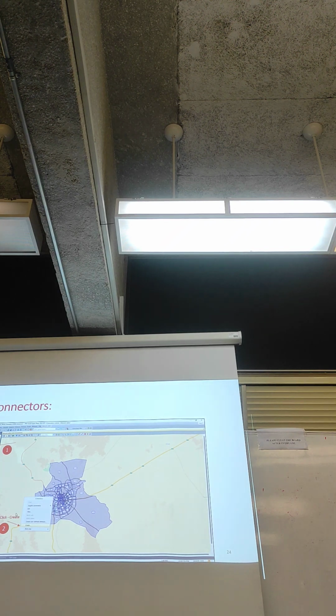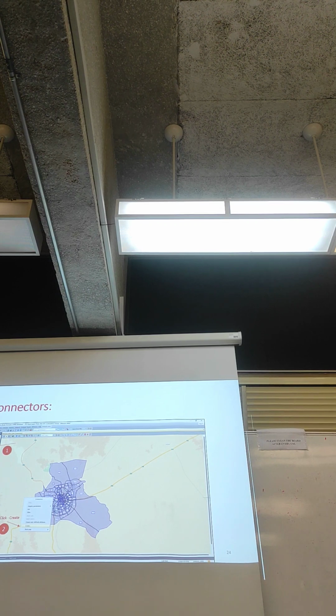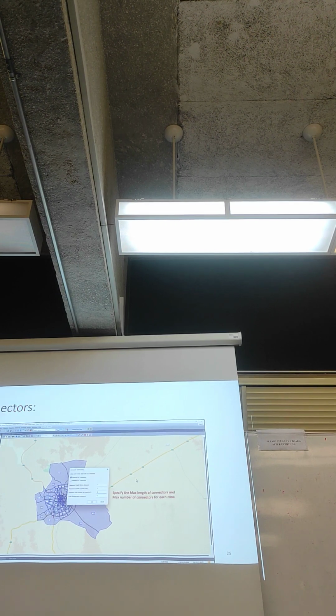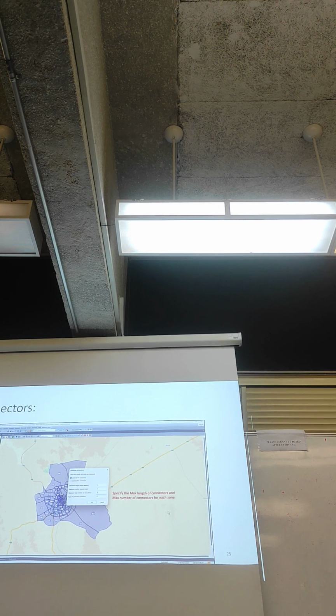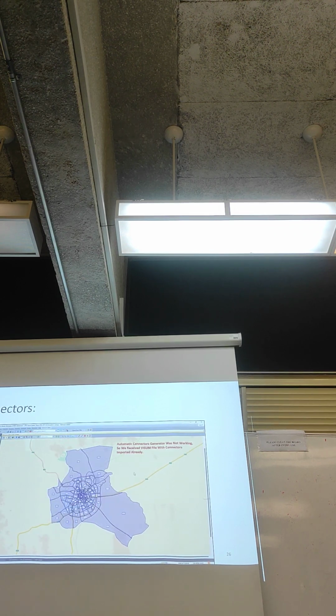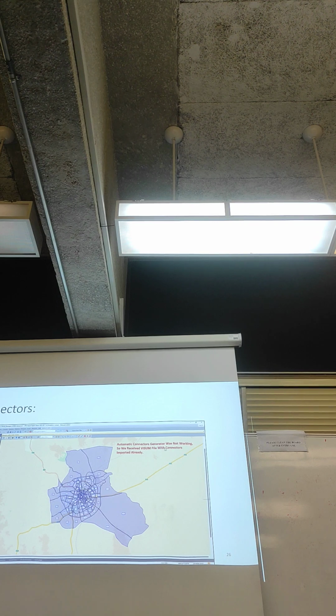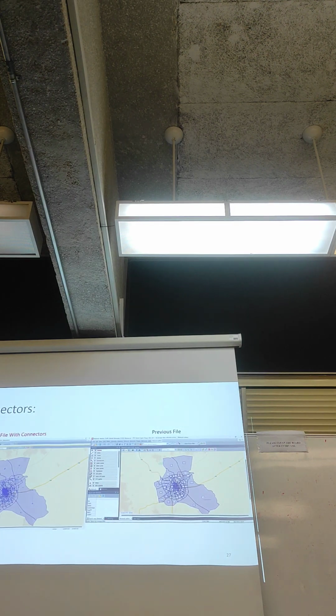So this is the way to create connectors. Just click connectors, right click here, and then create. Then we have to specify the maximum length of connectors, maximum number of connectors for each zone. But as you can see here, the automatic connectors generator was not working. So I get the VISUM file from the sample with the connectors. The previous file, just throw it in the garbage because there are no connectors there. So I start again from using the same file.